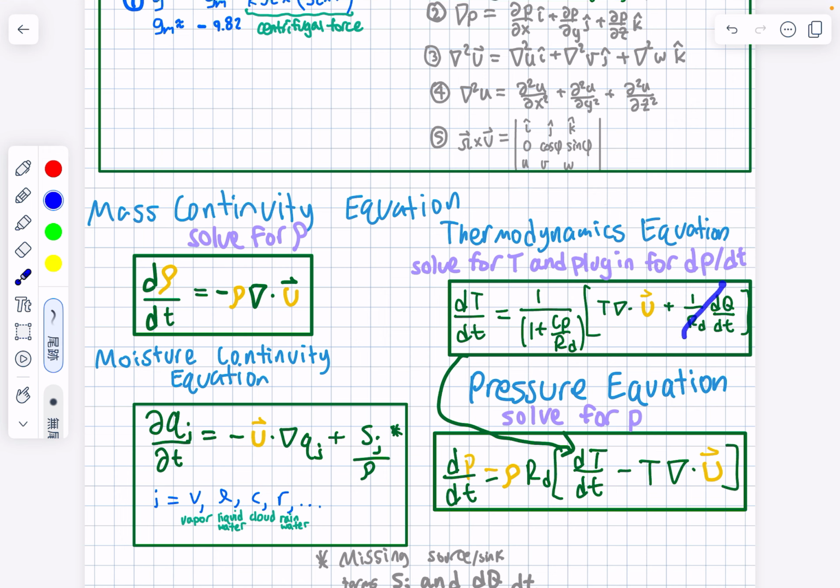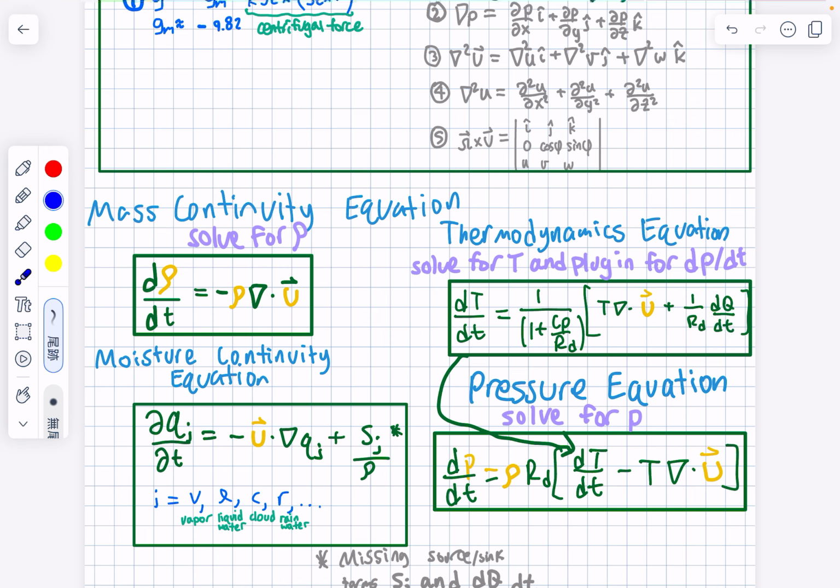Many times you can ignore this term, but obviously we have the sun shining. There's radiation changes all the time. This is very complicated and kind of outside the scope of today, so I won't go into that. But as long as you know that, you'll be able to solve this equation.